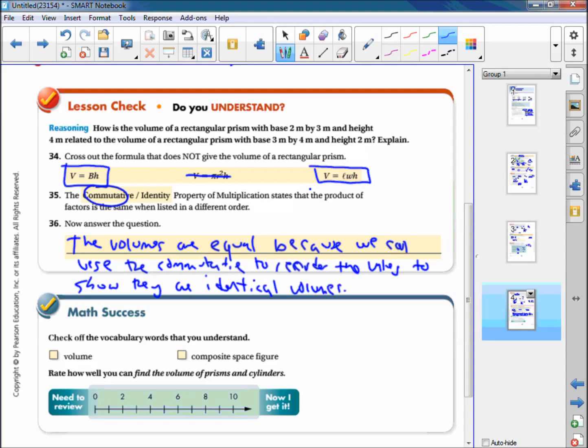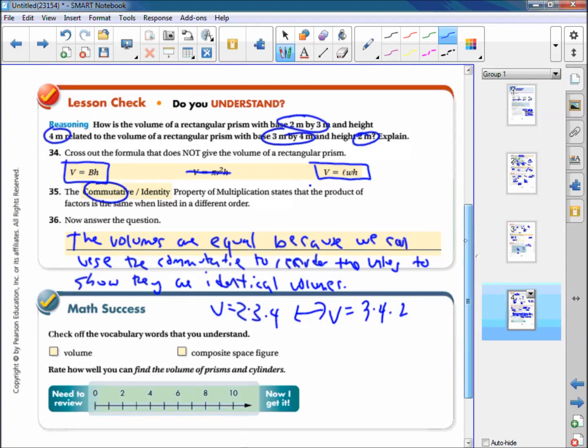Okay, so for instance, if we did our first one, the volume was 2 times 3 times 4. That's our base for the bottom, and then 4 is how tall it is. And the second one, the length and width for the bottom is 3 by 4, and then it's 2 tall. But we could just rearrange these to make them the same because we're multiplying the same 3 numbers in both.